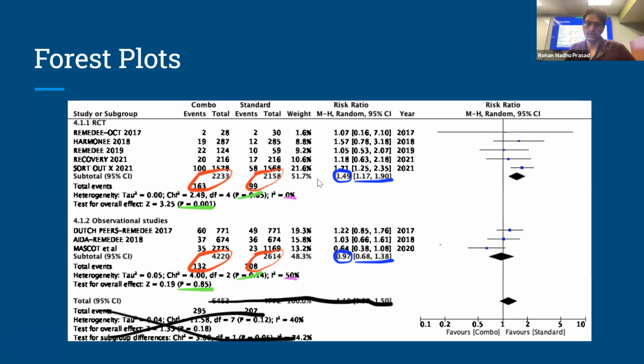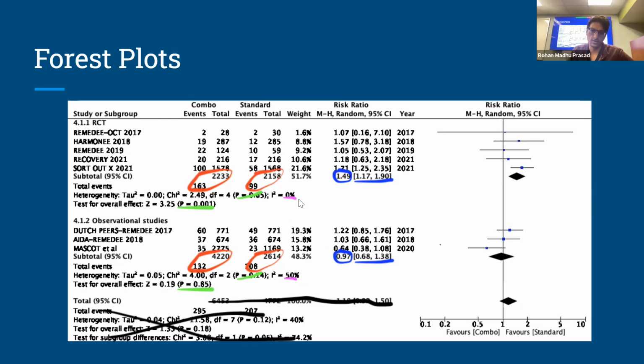Now, what I've highlighted in blue is called the risk ratios. This one up here, this is your risk ratio right here, 1.49. And then these two numbers here is your 95% confidence interval. So 1.17 to 1.90 is your 95% confidence interval. And then same thing for the observational studies.